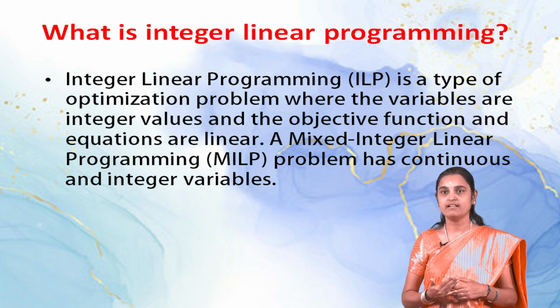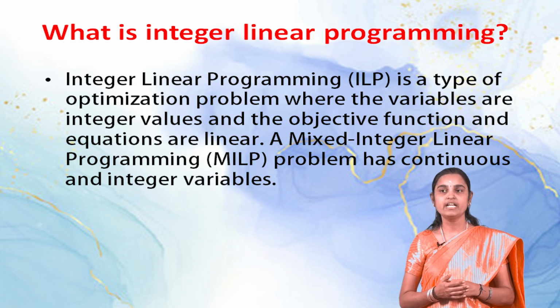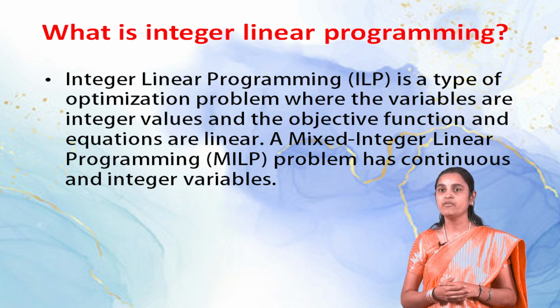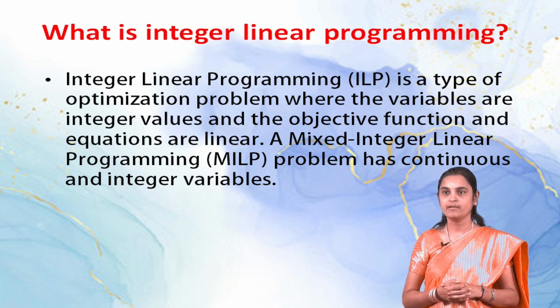Branch and bound comes under this. So what is integer linear programming? Integer linear programming, commonly called ILP, is a type of optimization problem where the variables are integer values and the objective function or equations are linear.